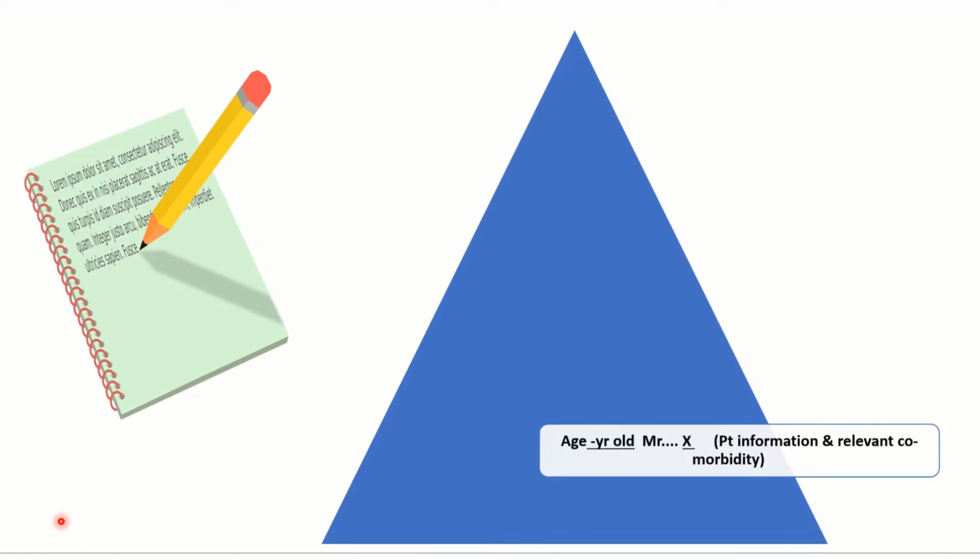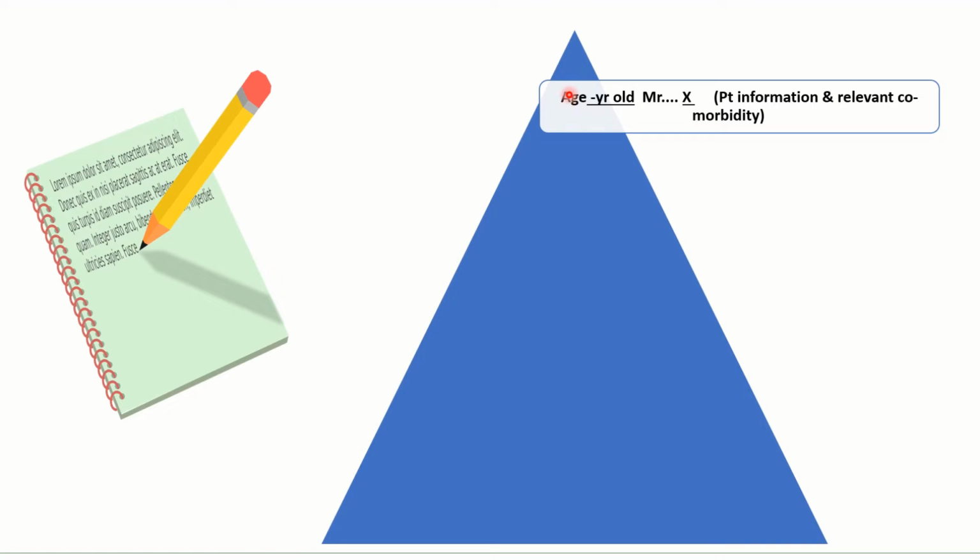So now, how to describe beautifully in front of an examiner and to impress upon him? Let's learn. The first thing is that you will describe the patient's age, and you will introduce him as a Mr. or Miss or Mrs. So you have to give information about the patient and a relevant comorbidity that is important in orthopedics.